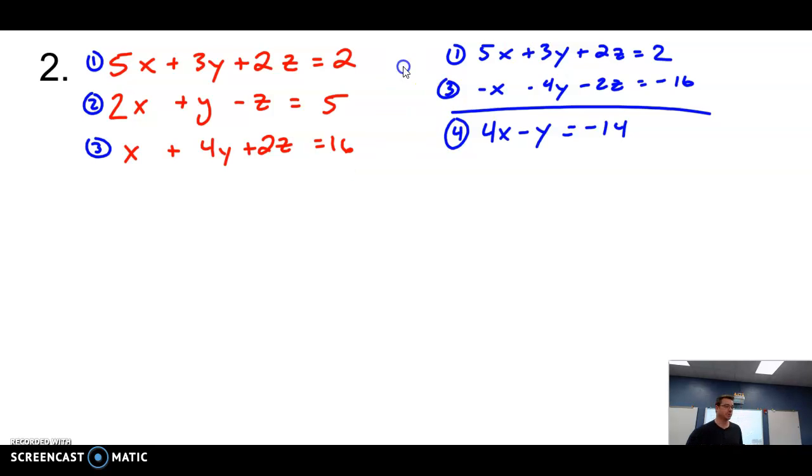Now I did not use equation 2 yet, right? I used 1 and 3. So I have to use equation 2 and I have to get rid of z. So I need to double it, right? I'll use the top one. So I'll do 1 and 2. 1 stays the same again. And I have to use number 2. If I want to get rid of z, I have to double it.